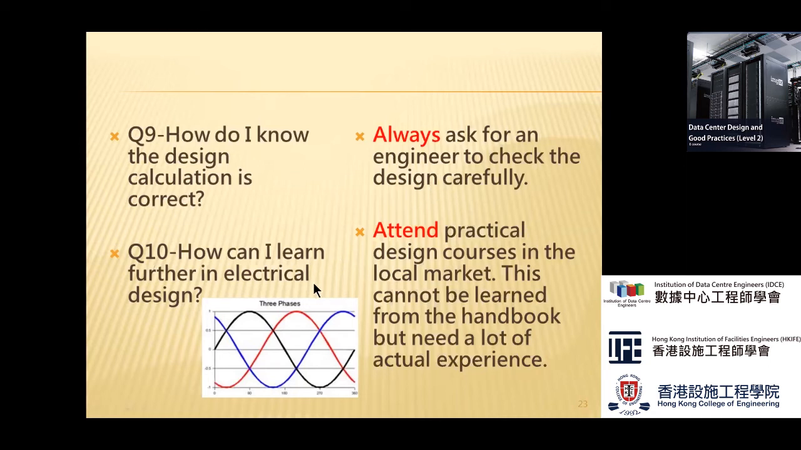Number 10, how can I learn further in electrical design? Well, of course, as I mentioned, you attend practical design courses in the local market in your home country. This is not as simple as just reading the standard or a handbook, but you need a lot of actual experience, tips, and lessons learned. So you must attend courses, especially for electrical things. Okay, so I think that's all for this.